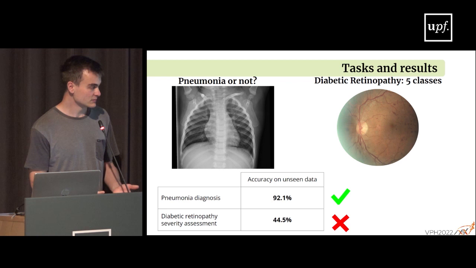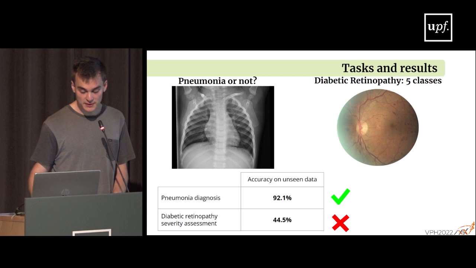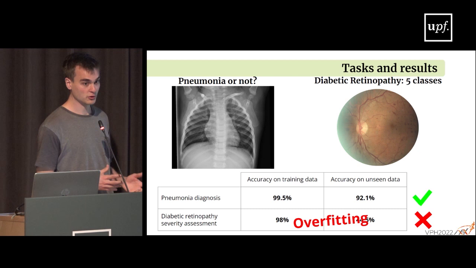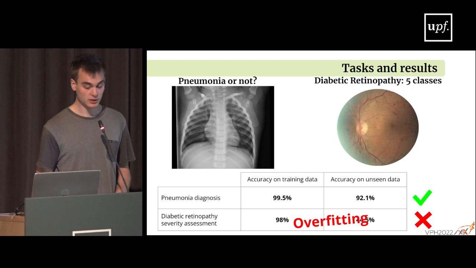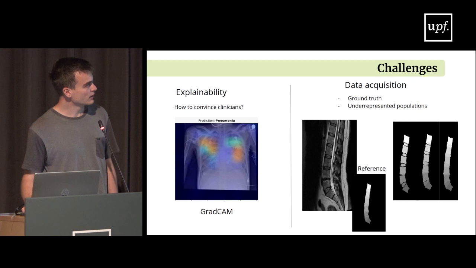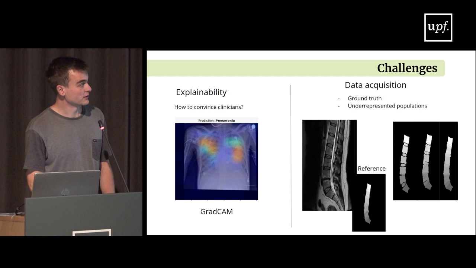This was a typical case of overfitting, because the model was predicting very well, 98% on the data that it had seen before during the training, but on data that it had unseen, on new data, it was completely wrong. So that's a typical challenge of machine learning, and especially in medical science where you don't have much data. So other challenges are the explainability of those algorithms.